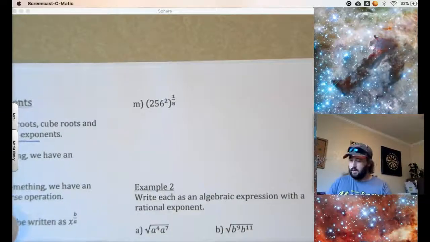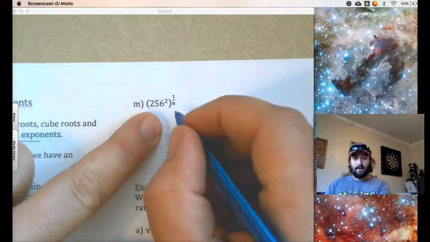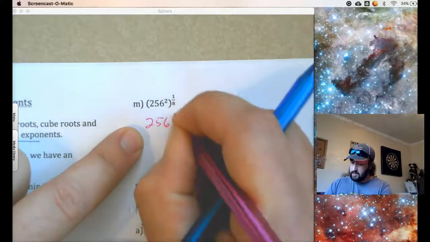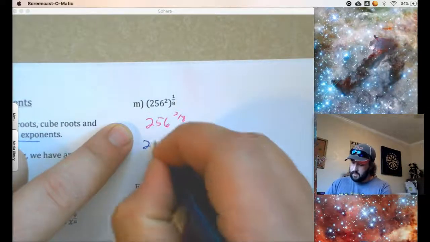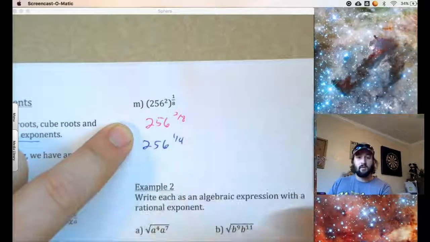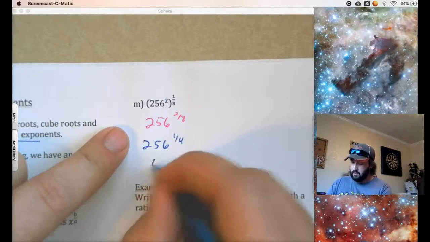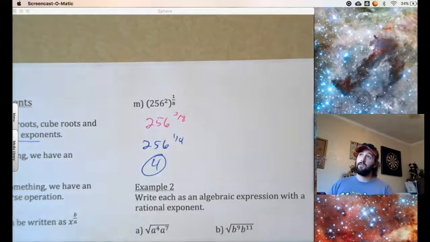All right, moving on. With m, 256 squared to the 1/8. Simplify these things first. This would be 256 to the 2/8, which will reduce to 256 to the 1/4. So that's what number times itself 4 times is 256? Well, that would be 4. 4 times 4 is 16, times 4 is 64, times 4 is 256.